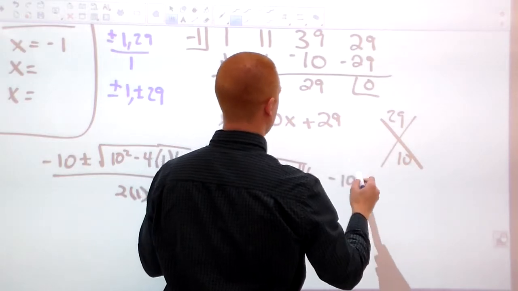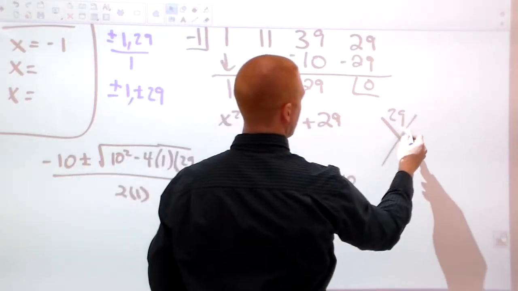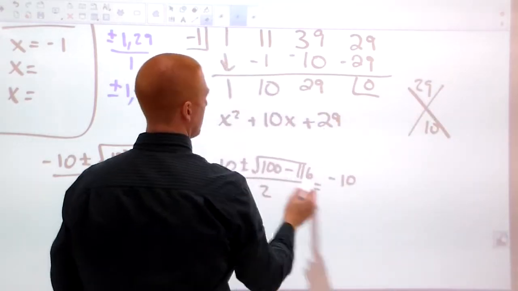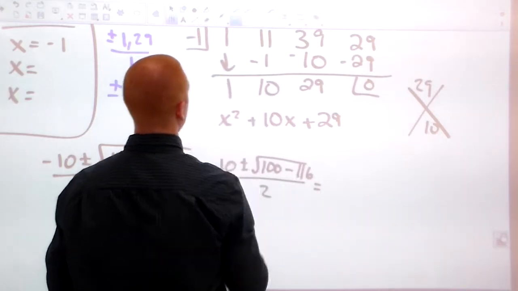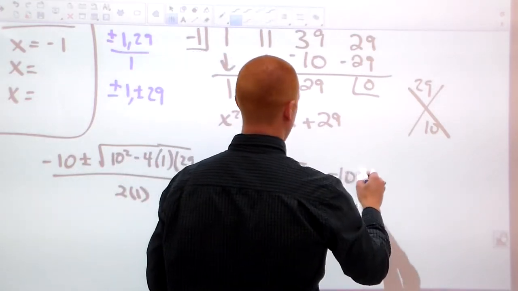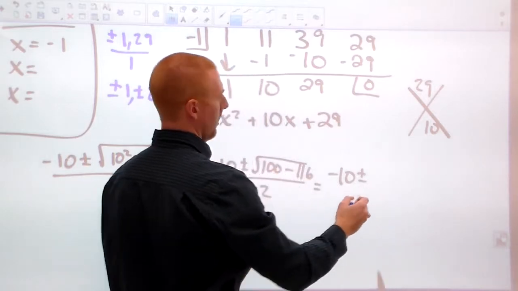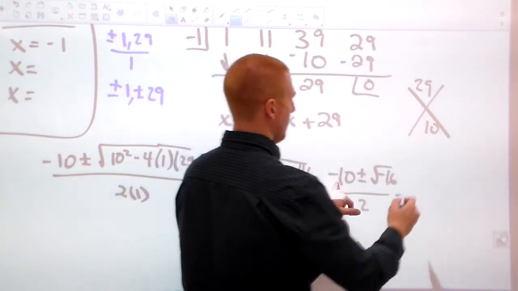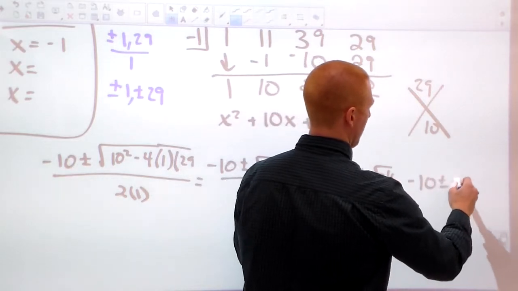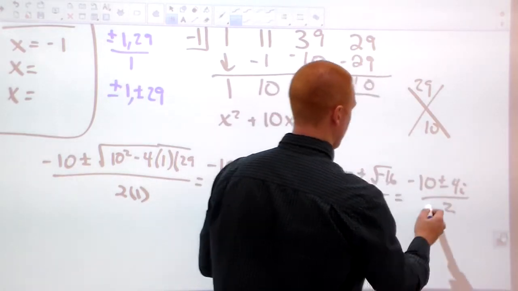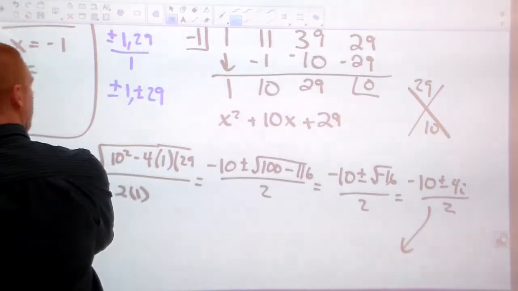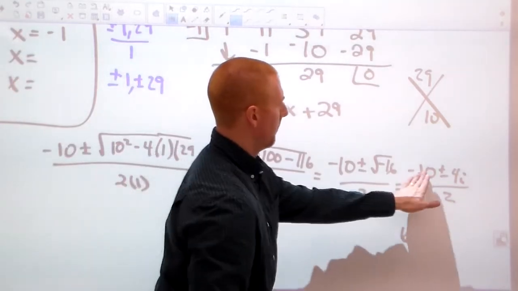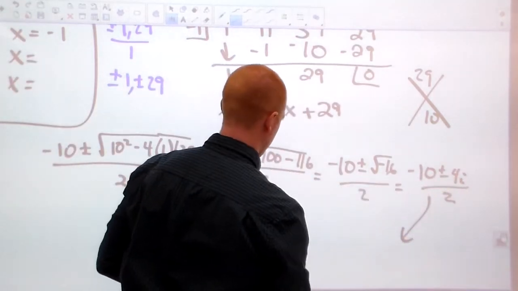So negative 10 plus or minus, this will be the square root of negative 16 all over 2. So this will be negative 10 plus or minus 4i over 2. And I'm just going to bring it down so I've got a little more room. Both of these can be divided by 2.